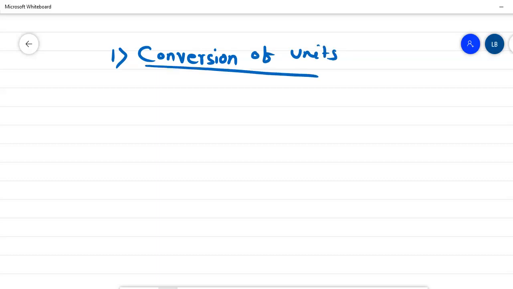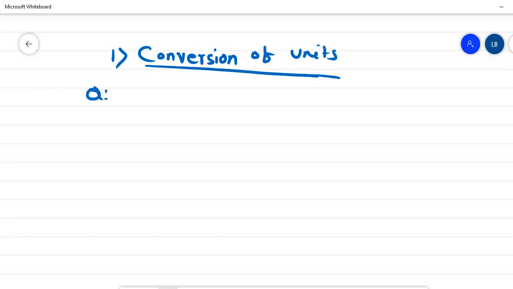So the very first one is... sorry, not this one. The very first one will be conversion of unit. So you know 1 joule equal to how much work? If someone asks this question, how to solve conversion of units? You have to solve one.